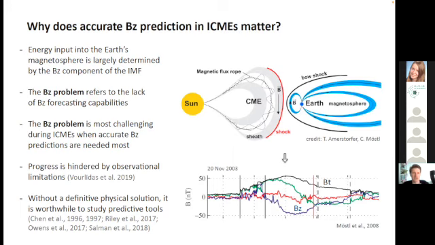I also would like to mention right at the beginning that we reduce the complexity of this problem by focusing just on the minimum value of the Bz instead of focusing on the temporal evolution of the Bz component in the ICME.